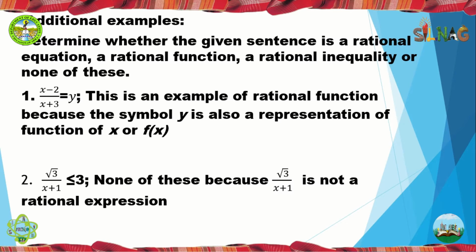We have additional examples. Determine whether the given sentence is a rational equation, a rational function, a rational inequality, or none of these. Number 1, x minus 2 over x plus 3 is equal to y. So this is an example of a rational function because the symbol y is also a representation of a function of x or f of x. Number 2, square root of 3 over x plus 3 is less than or equal to 3. None of these, because square root of 3 over x plus 1 is not a rational expression.